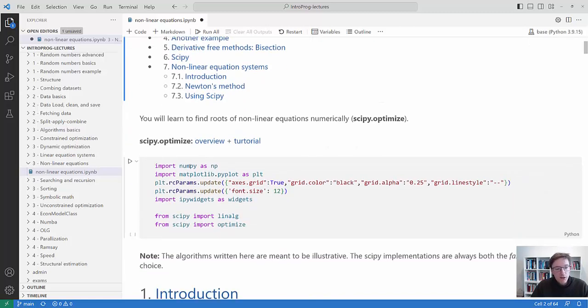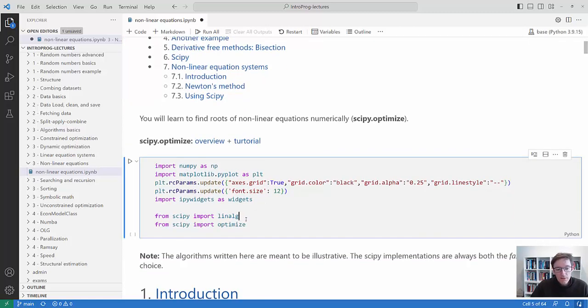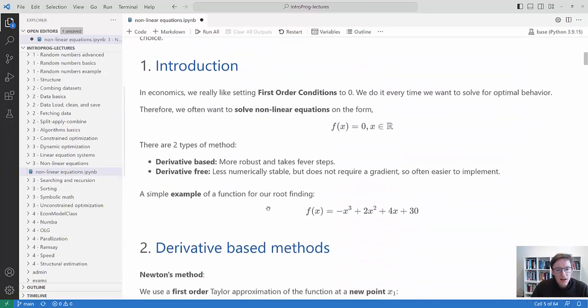So I will be importing NumPy and some plotting tools, and then I will import linear from SciPy and optimize from SciPy as well. So why are we doing this at all?